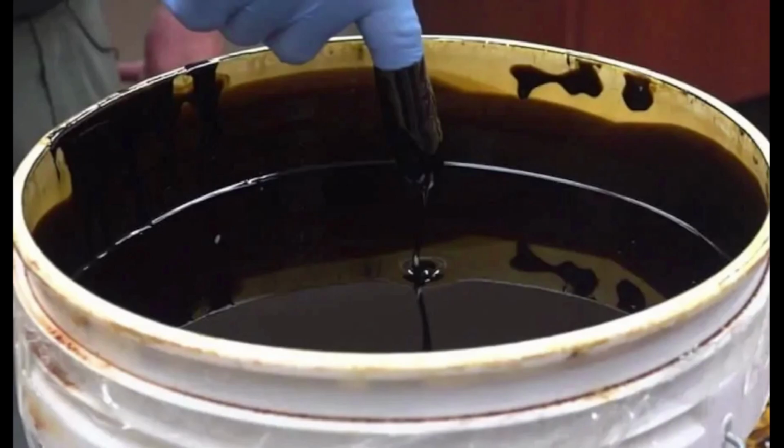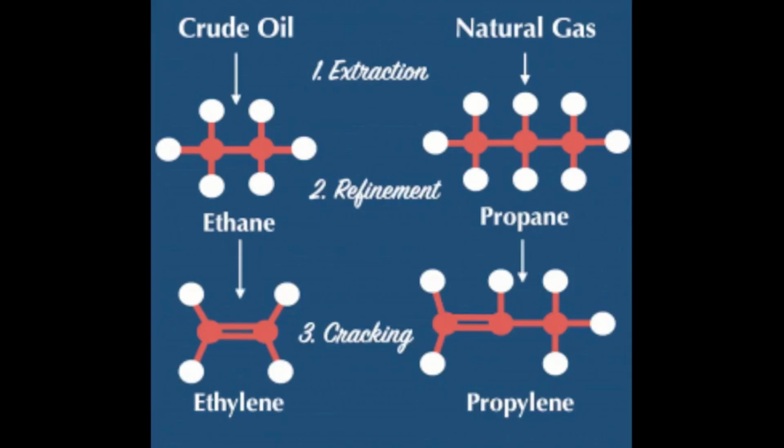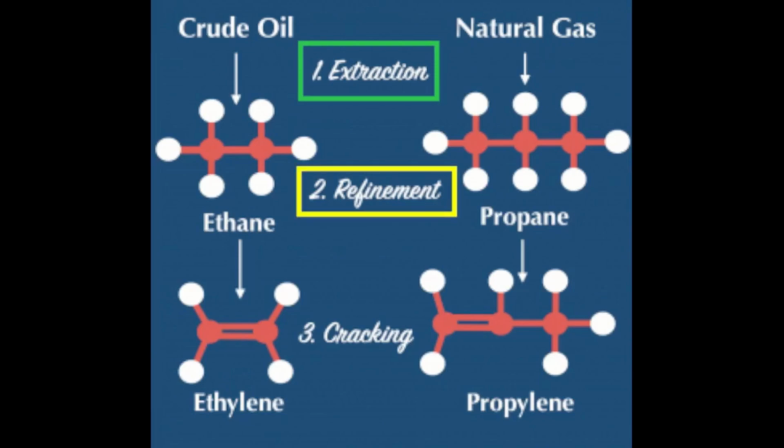How do we get hydrocarbons from crude oil? First, there's an extraction process. Crude oil and natural gas are extracted from the earth, and then they go to a refinement plant where the crude oil and natural gases are broken down into smaller molecules. These molecules include ethane and propane. Then a process called cracking removes hydrogen molecules in order to form a double bond, thus leaving us with ethylene and propylene.